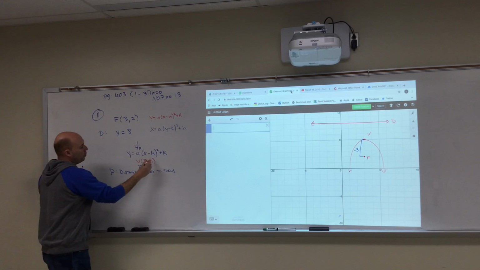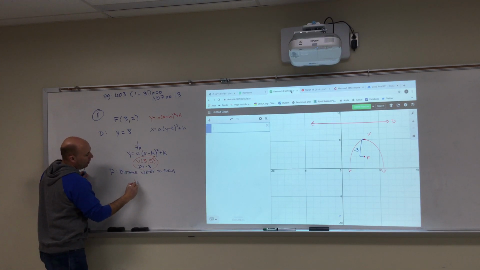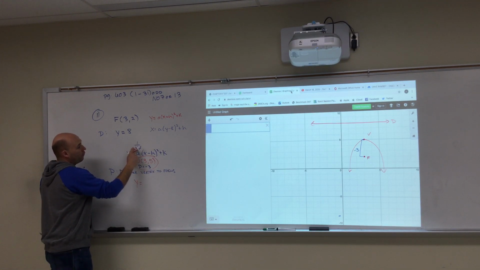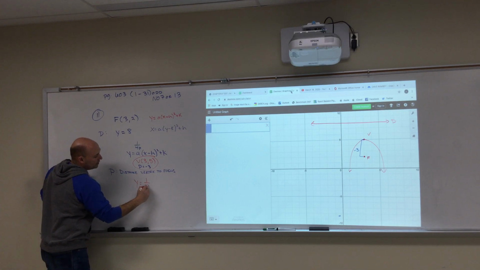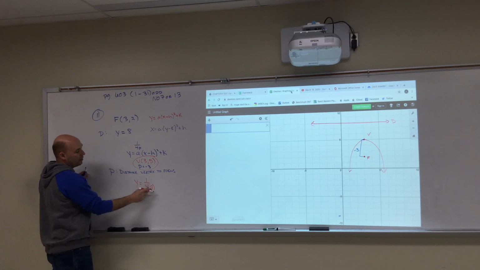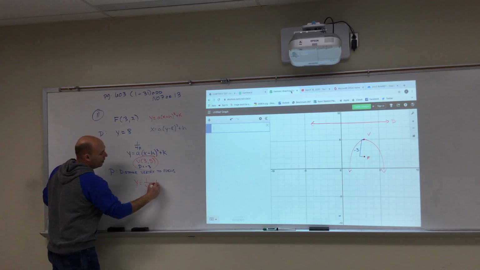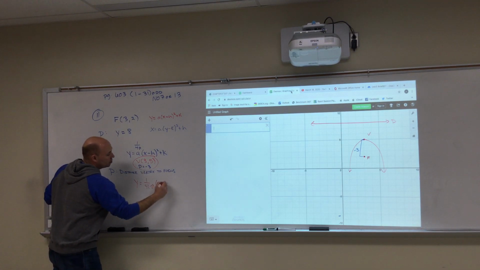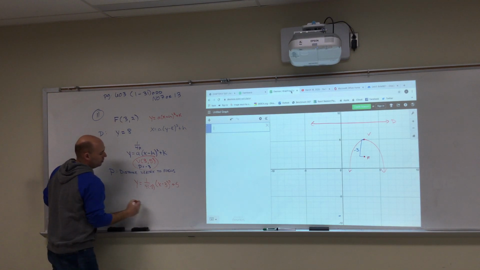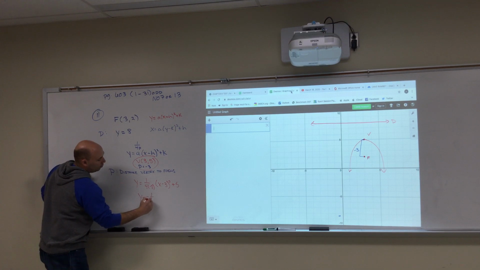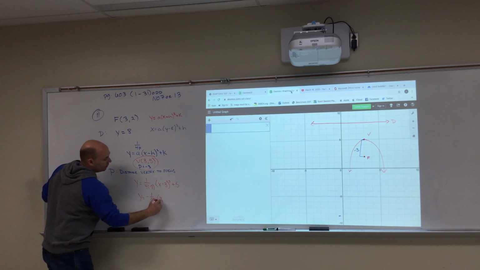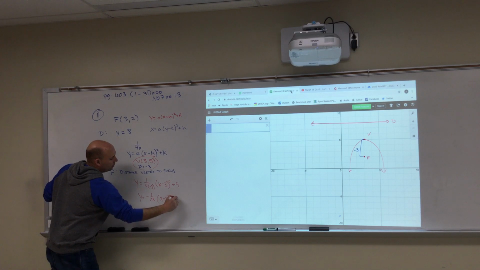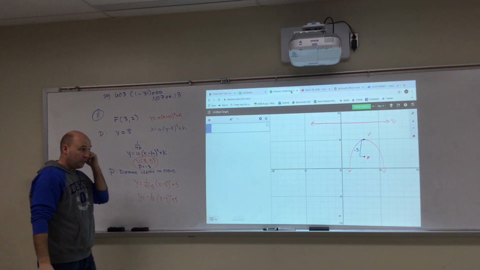If I put all of these parts into this equation, I'm going to have y equals 1 over 4p, so 1 over 4 times negative 3, because that's my distance from my vertex to my focus, (x minus 3) squared plus 5. So it's going to be y equals negative 1/12 (x minus 3) squared plus 5. And that's our answer for that problem.